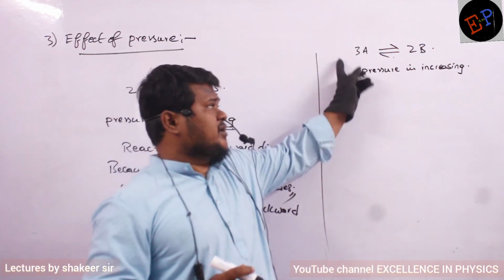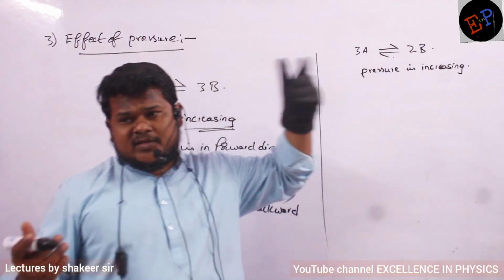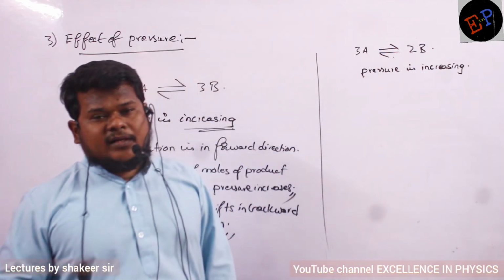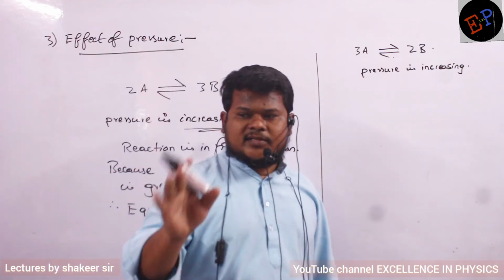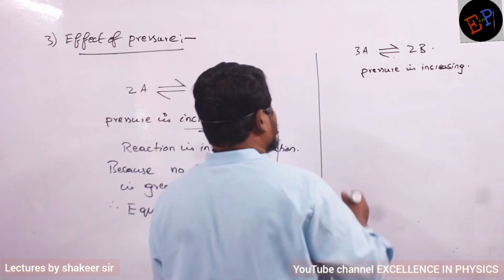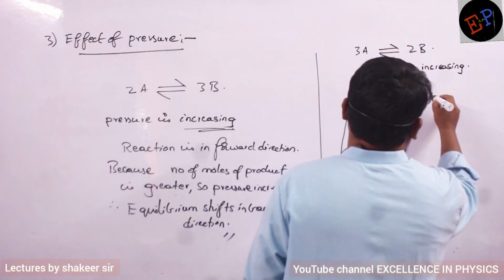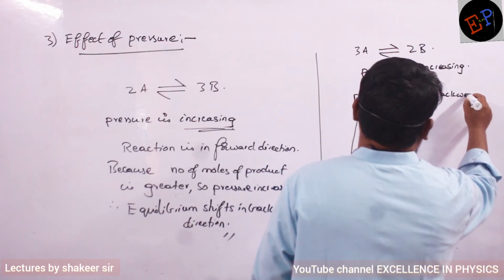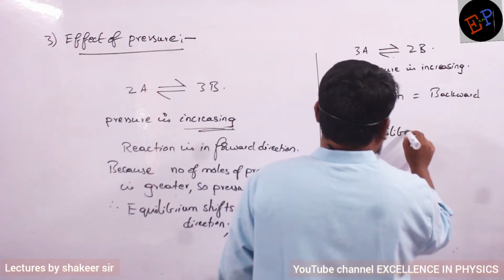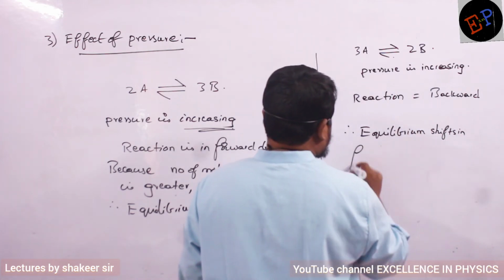If I am traveling from 3A to 2B, that is in forward direction, number of moles are decreasing. If number of moles are decreasing, pressure should decrease. But what is the case I have taken? Pressure is increasing. It means that reaction is not in forward direction, reaction is in backward direction. So equilibrium should shift in forward direction. That's all. Okay, ma? So therefore I say reaction is in which direction? It is in backward direction. So therefore equilibrium shifts in which direction, ma? Equilibrium shifts in forward direction.